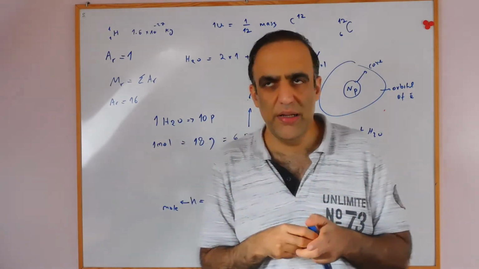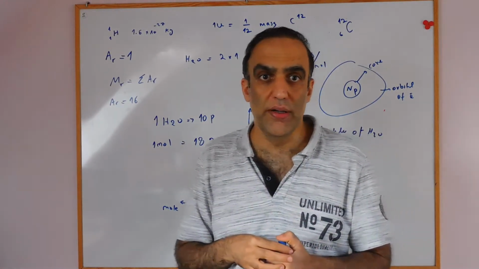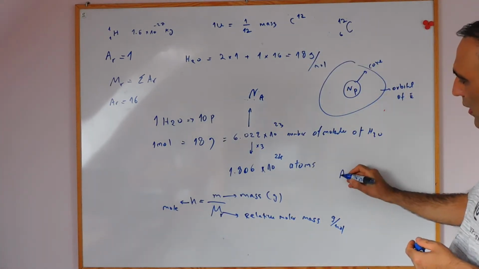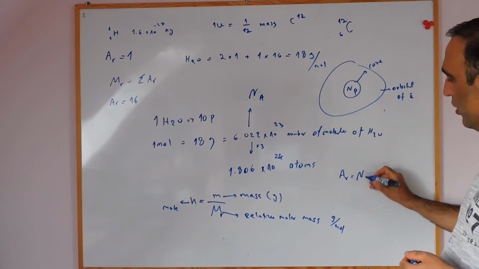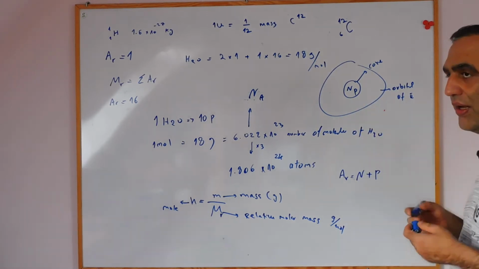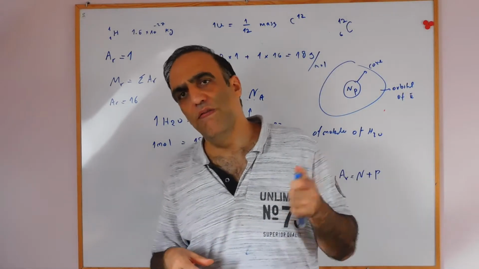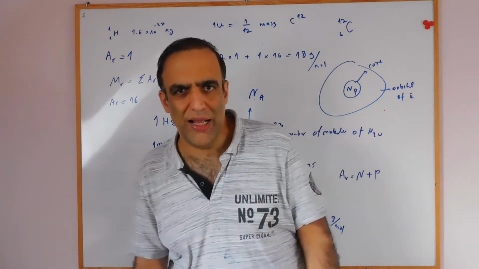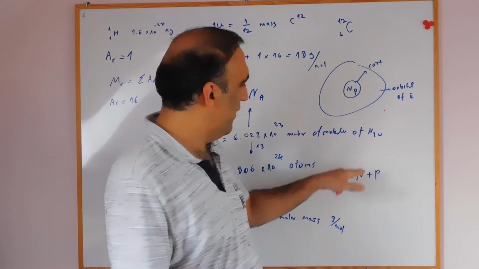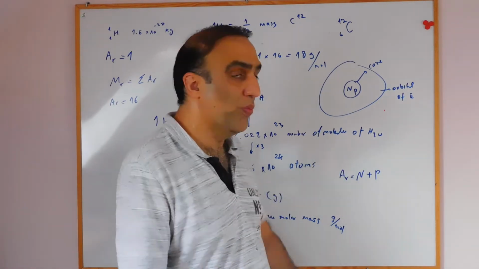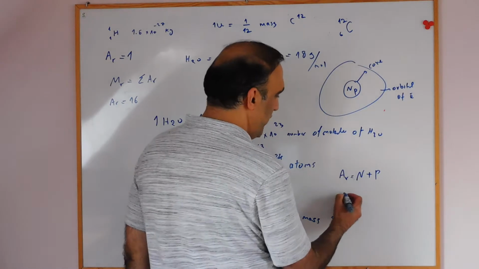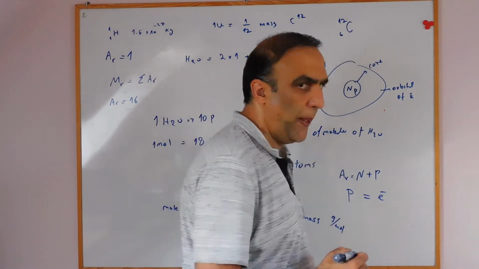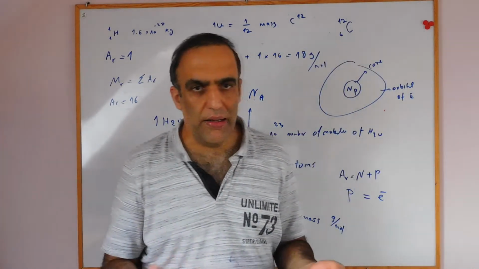The electron rotates around the core, and we know the relative atomic mass is equal to neutron plus proton, because the size of the electron is 1 over 10,000, which is smaller than the proton and the neutron, and we can cancel it in this formula. But we know that for an element the number of protons is equal to the number of electrons. Okay, it's very easy.